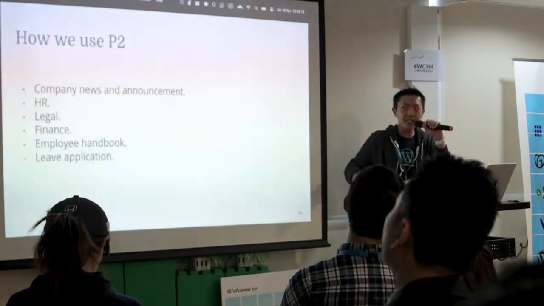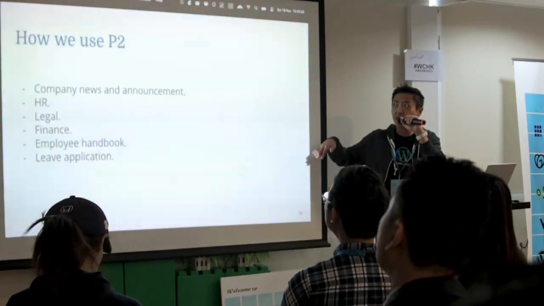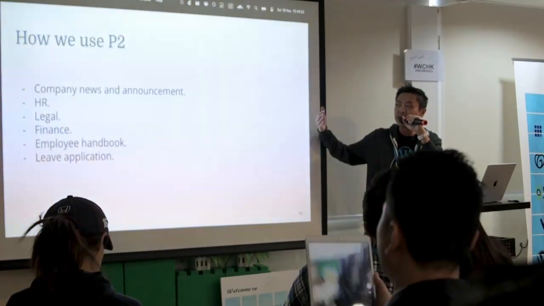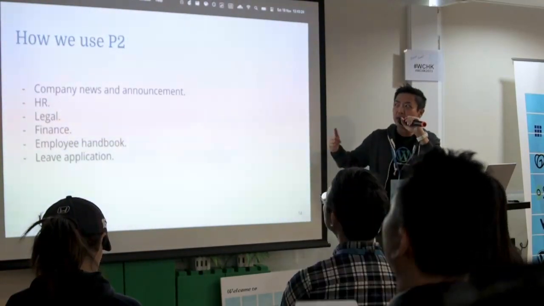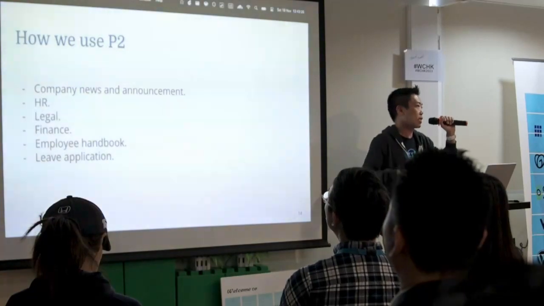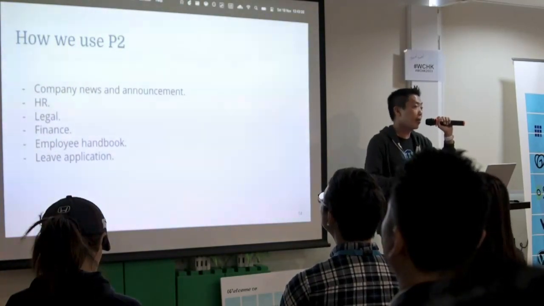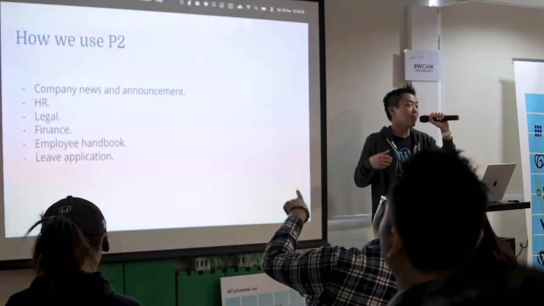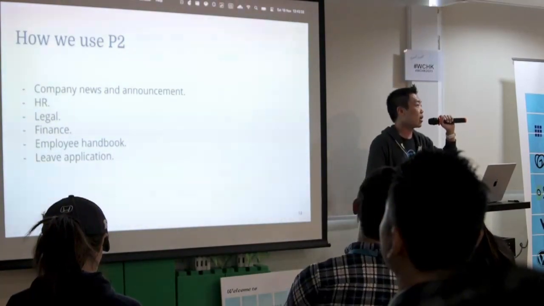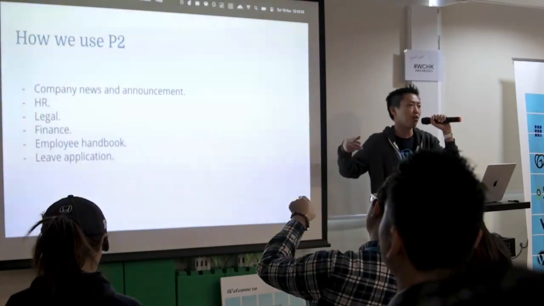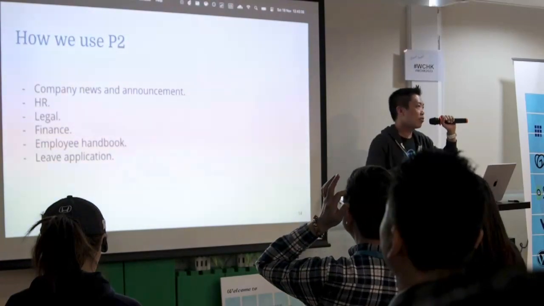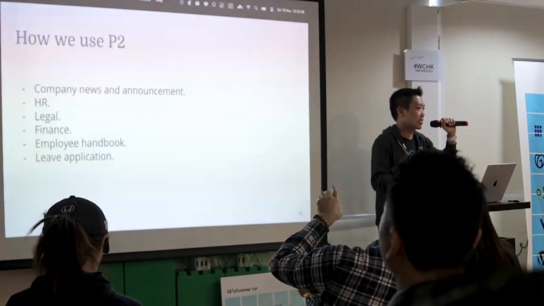So, this is how we actually use P2 within Automattic. We use this custom WordPress site to basically power our entire company operation. Every time we have company news or an important announcement, we make a post on our website, and all the Automatticians know about it. We all have access to it.